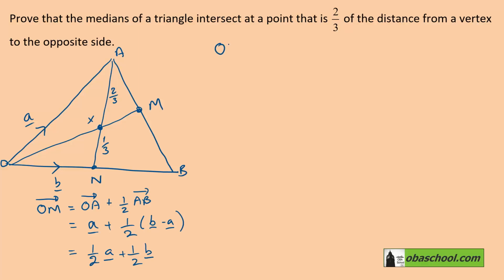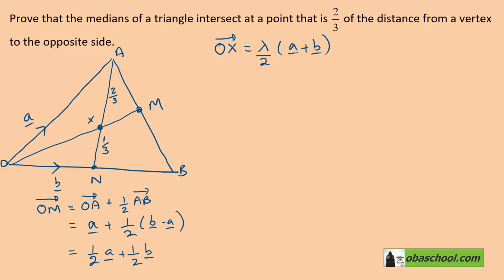And so OX, where X is the point we're interested in, is going to be some fraction of the distance from O to M. And I'm going to call that lambda. So we'll call it lambda over 2 (A plus B). And of course my hope is that lambda will end up being 2/3. So we're going 2/3 of the distance from O to M.